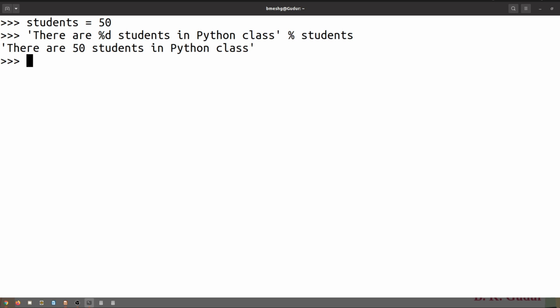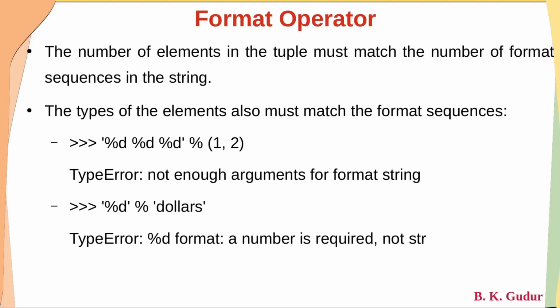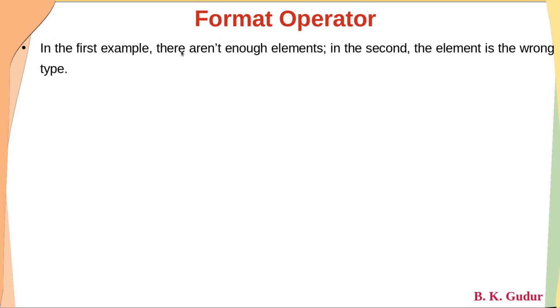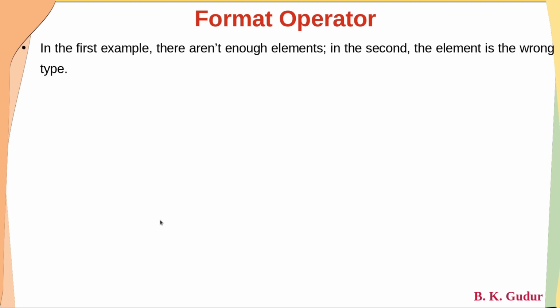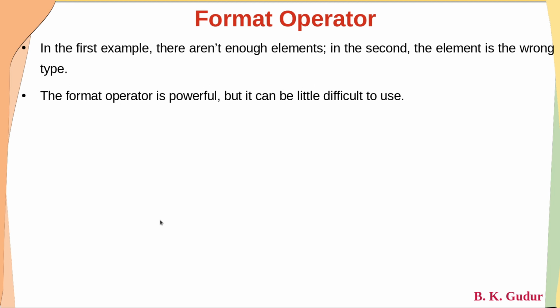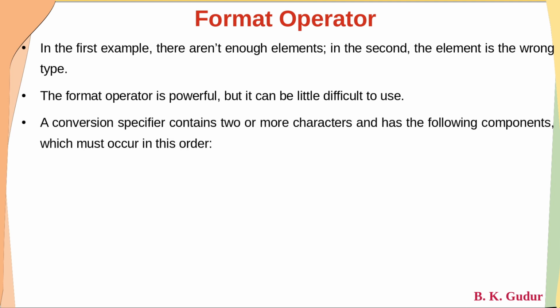students in Python class. So 2 things, dear students: the number of format specifiers should match the number of arguments. The second one is that even the type of format specifier and arguments should be the same. In the first example which I gave, the number of format specifiers and the arguments were unequal, whereas in the second example there is a type mismatch. The format operator is powerful, but it is a little bit difficult to use. Because of that you must be very thorough and careful while using a format specifier.